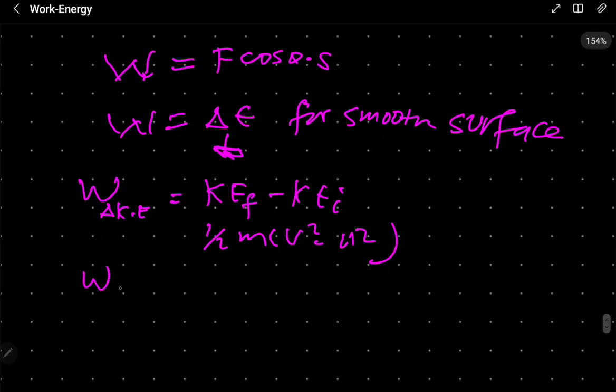And the work done only to change gravitational potential energy: gravitational potential energy is mgh. So its work done is equal to how much? Mass times gravity times the change in height. This is how you calculate the work done only to change the gravitational potential energy of a mass.